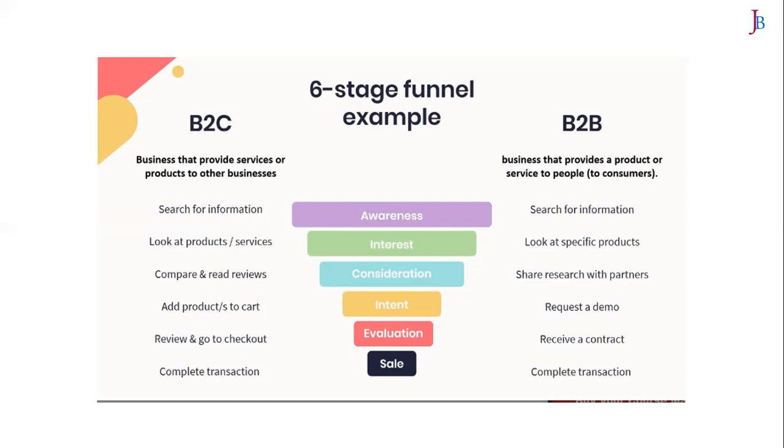Okay. At the intent stage of the funnel, the B2C add products to cart, while the B2B will request a demo. Wants to see, okay, let's see what your product or service looks like. Come and make a presentation to us. At the evaluation stage of the funnel, the B2C will review and go to checkout. Now it's ready to buy. Now the B2B will request to get a contract. They want you to write a quote and let them see your pricing. Now at the sale part of the funnel, the B2C and the B2B, they will do the same thing.